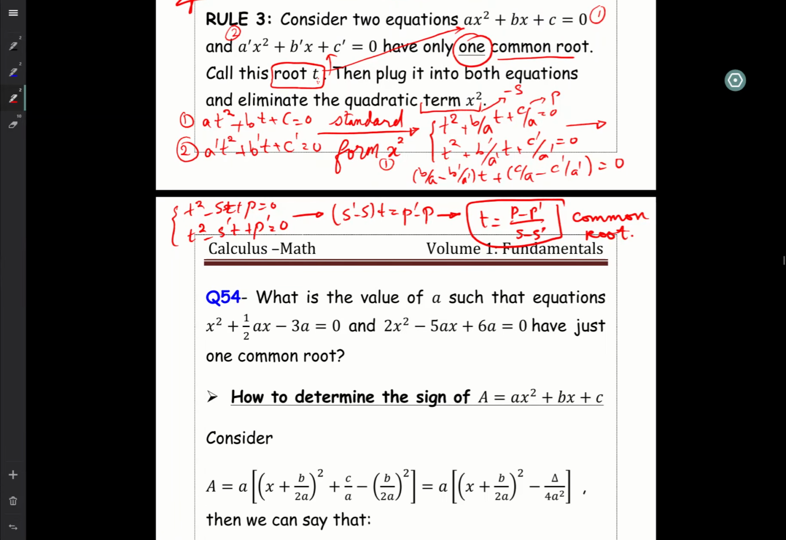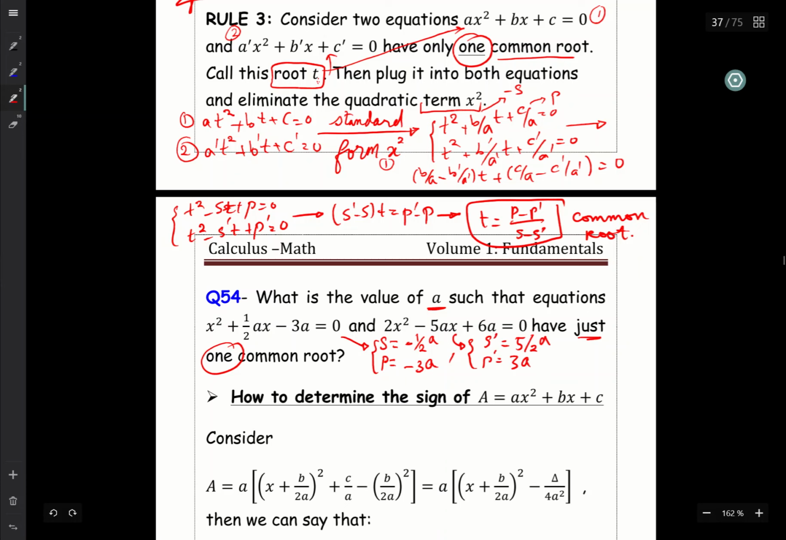Okay, what is the value of a such that equations x squared plus 1/2 ax minus 3a equals 0 and 2x squared minus 5ax plus 6a equals 0 have just one common root? Again, we take the first one, write s and p. S is minus b over a, minus 1 over 2 a, and p is c over a, minus 3a. And take the second equation and write down s prime and p prime. S prime is 5 over 2 a, and p prime is 3a.